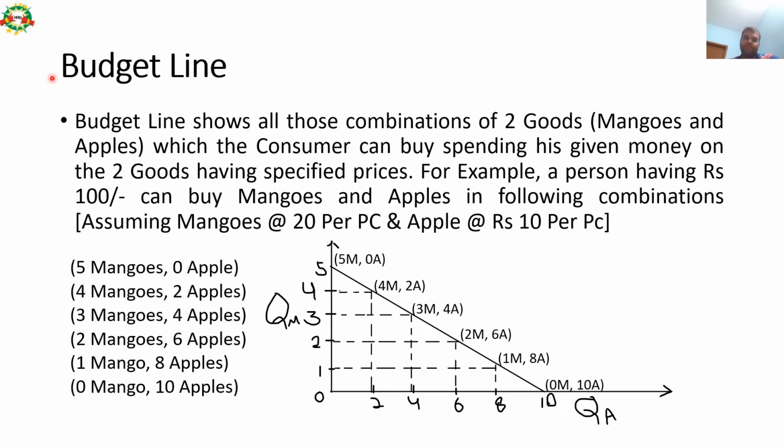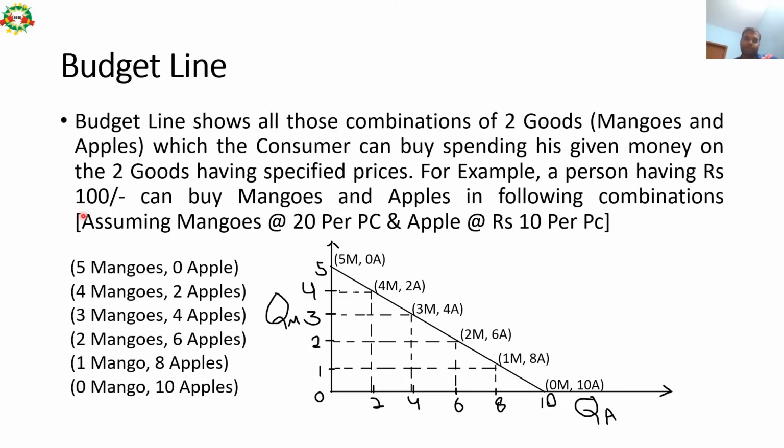Next important topic is budget line. Budget line shows all those combinations of two goods, mangoes and apples, which a consumer can buy spending his money on two goods having specified prices. For example, a person is having 100 rupees and he can buy mangoes and apples in following combinations, assuming 20 rupees per piece of mango and 10 rupees per piece of apple. It is similar to indifference curve, but the difference is that here the person can buy zero apples or zero mangoes, which was not possible in indifference curve.